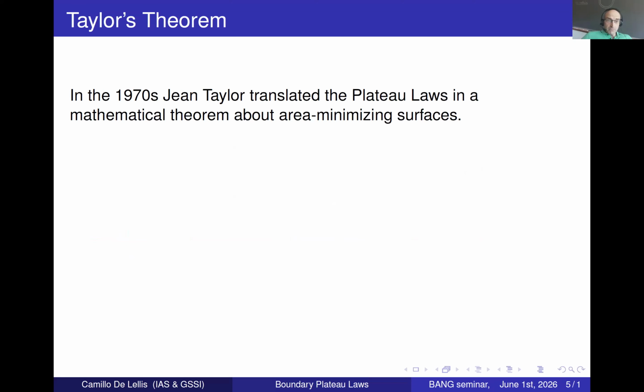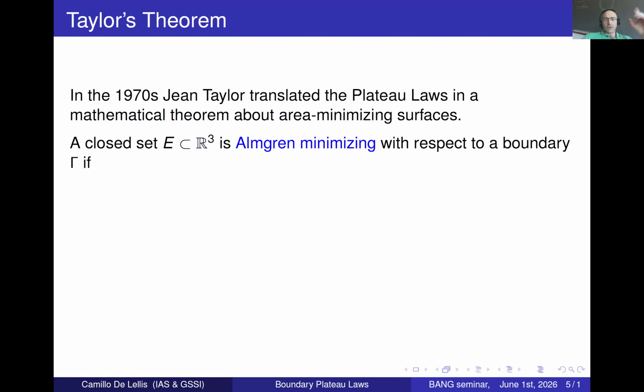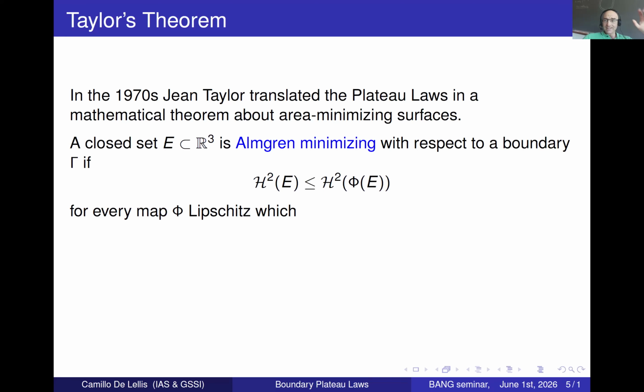Now, this was made into a mathematical theorem in the 1970s. It's a celebrated theorem by Jean Taylor. Of course, to make it a theorem, you have to translate it into a mathematically rigorous statement, which is now about area minimizing surfaces. You start with a set E, which is closed inside three-dimensional space, and you say that this set is Almgren minimizing with respect to a fixed boundary gamma, which is another closed set of three-dimensional space, if any time you deform your set with a Lipschitz map, you actually increase the area.